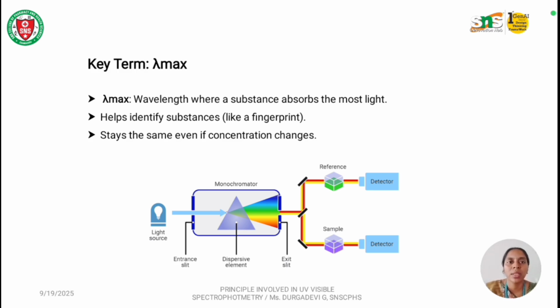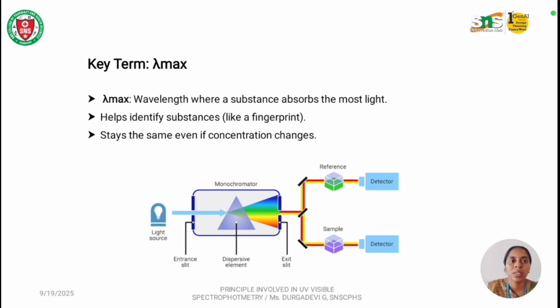Lambda max is the wavelength of maximum absorbance. The wavelength where a substance absorbs the most light is called lambda max. So within the given wavelength region, that is from 200 to 800 nanometer, the particular substance will have the highest absorbance only at a particular wavelength, and that is called lambda max. It helps to identify the substances. It is like a fingerprint of that substance.